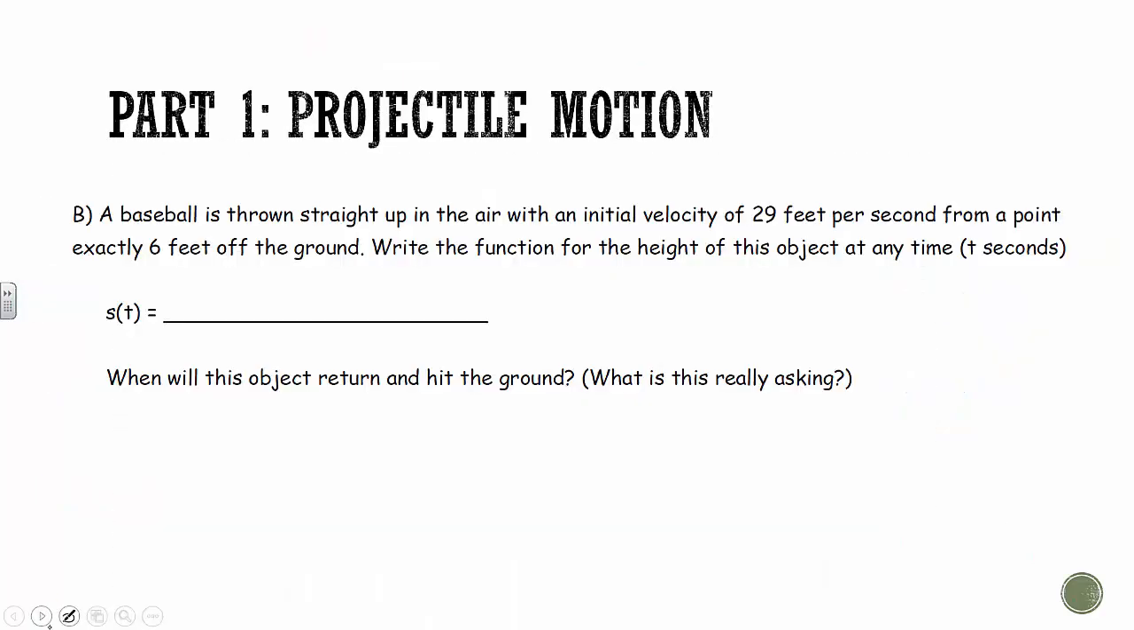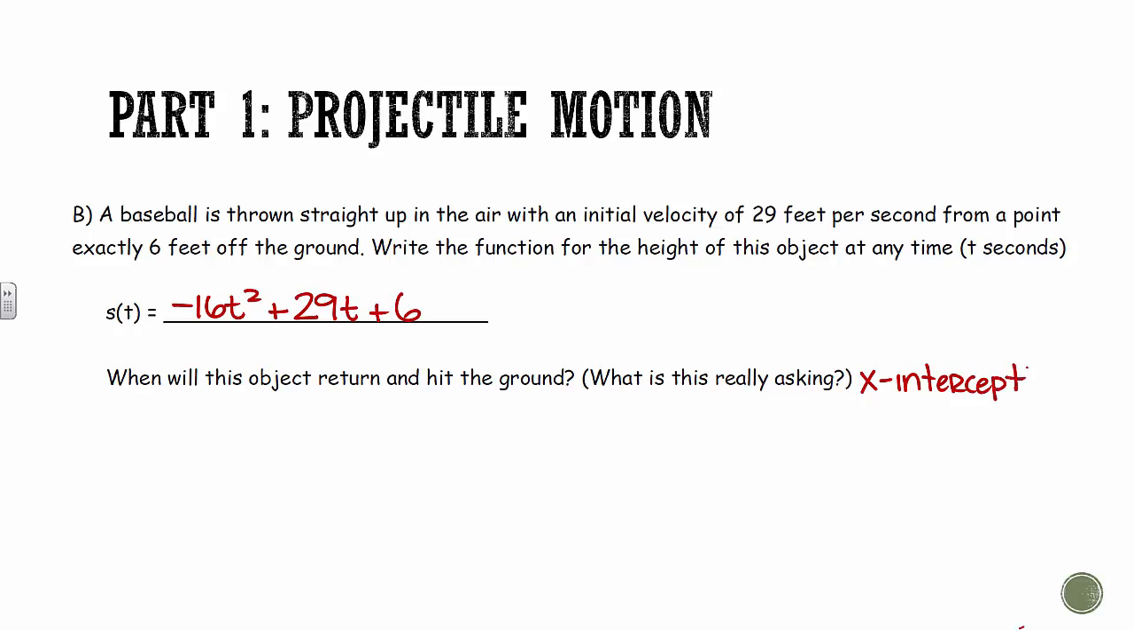So let's do one more problem. Let's say you have a baseball thrown straight up in the air, and its initial velocity is 29 feet per second from a point exactly 6 feet off the ground. Write a function for this. So remember, you keep the negative 16t squared the same. Your initial velocity has a t, and then 6 is your y-intercept, so that gets put on the end. When this asks when the object will return and hit the ground, we're asking for an x-intercept.